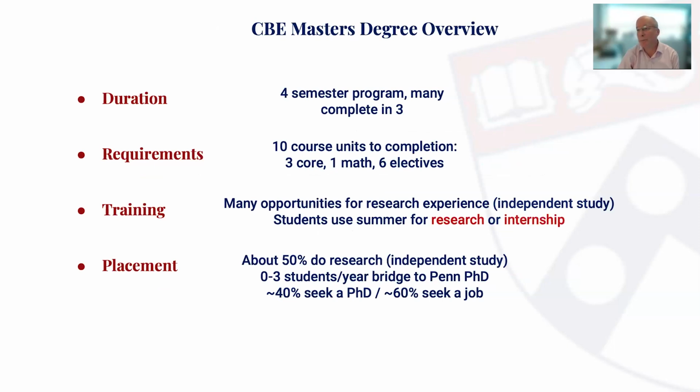So I'm going to jump back and forth between the master's and PhD programs a bit on my slides, so hopefully that won't confuse too many people. But let's do the master's degree overview first. It's a 4-semester program, but many students, if they wish, can complete it in 3 semesters. The requirements are 10 course units, a course unit being a full normal load 1-semester class. Of those, 3 are core, 1 is a math class, and 6 are electives, and I'll say more about that breakdown later.